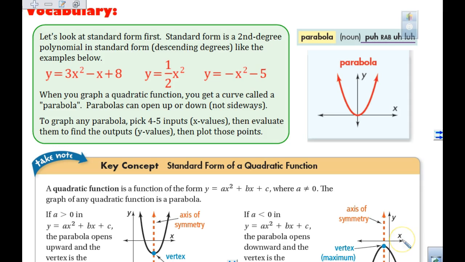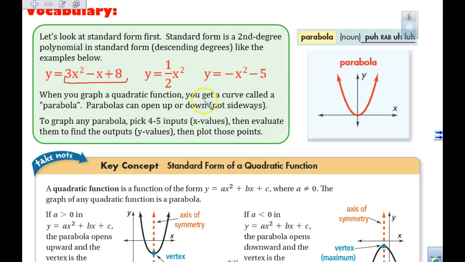Sometimes it's called linear vertex form, point slope form, all of those different types. So we are going to be taking a look, and if you go to like the Desmos calculator on your computer, you can check and see what these equations look like. So it says, let's look at standard form of a second degree polynomial. Always has to be in descending, like the examples below. So when we take that test tomorrow, always in descending order, right? Your 3x squared minus x plus 8, 1/2 x squared, always in descending.